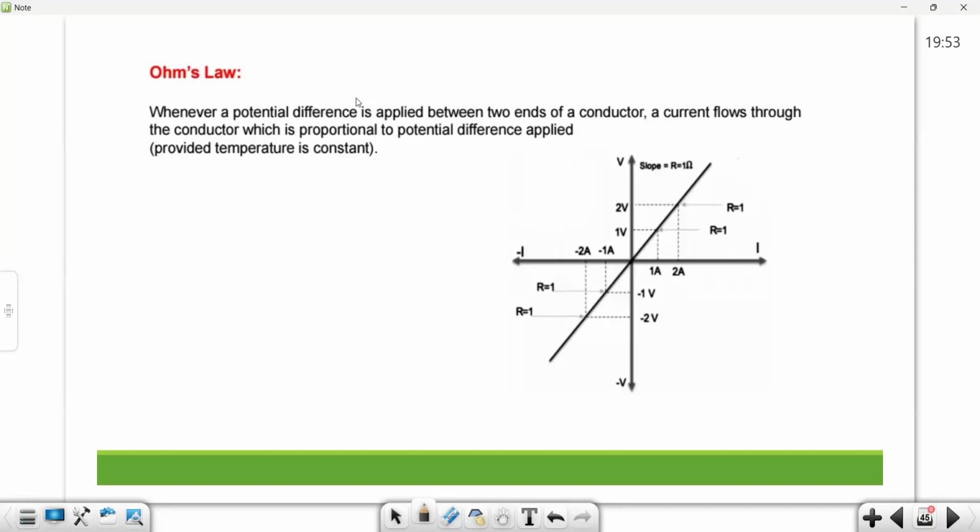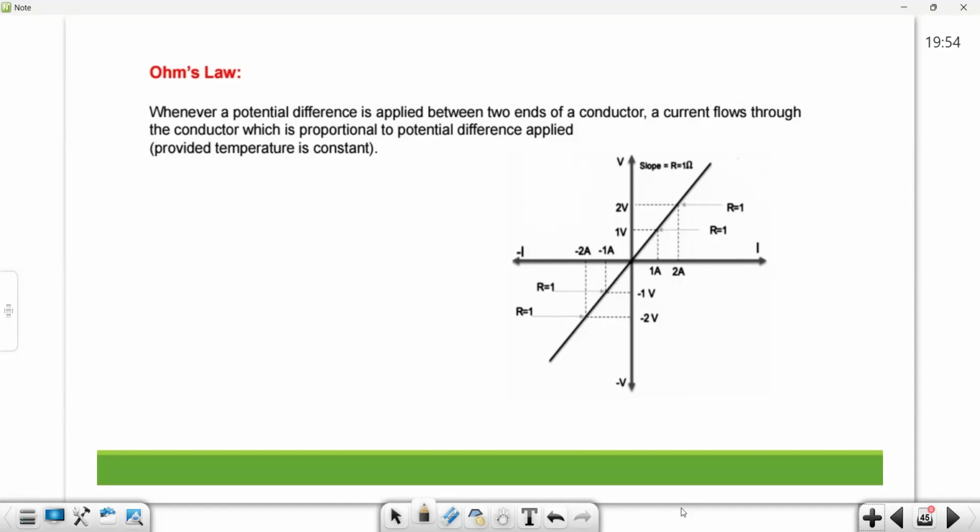Now we'll go for Ohm's law. If there is any doubt, you can ask me. If it is clear, we'll go for the next thing. Okay, we'll go for the next one, Ohm's law.